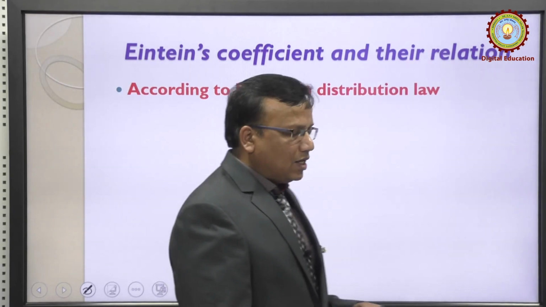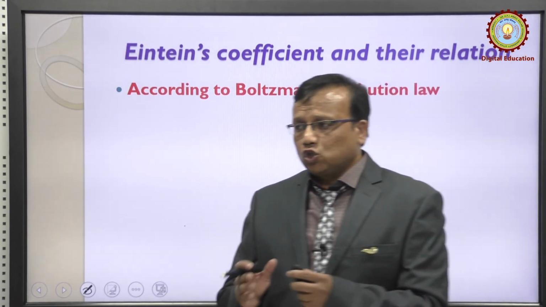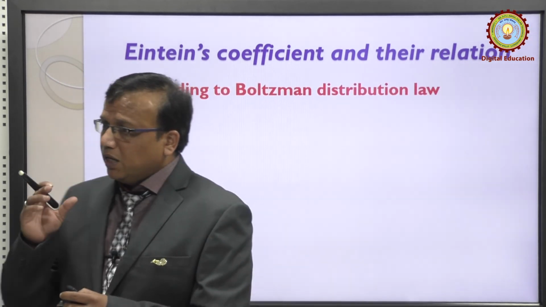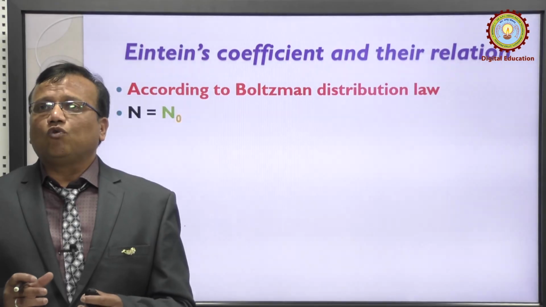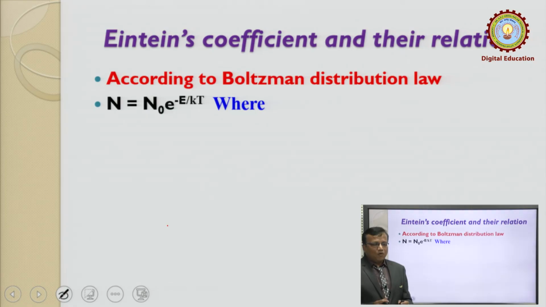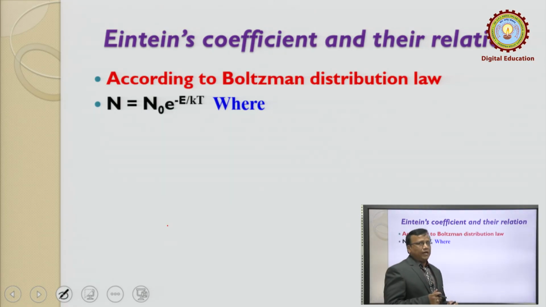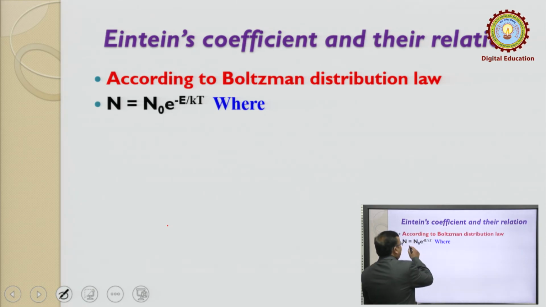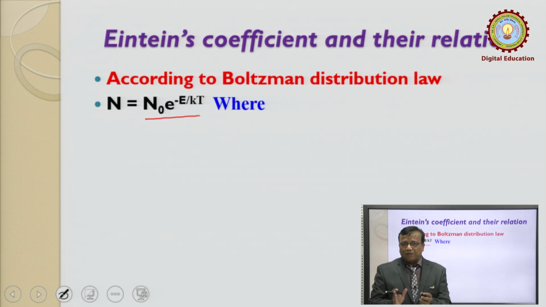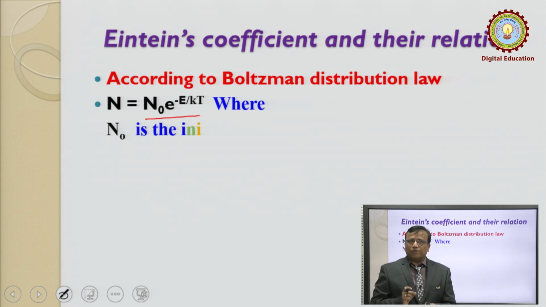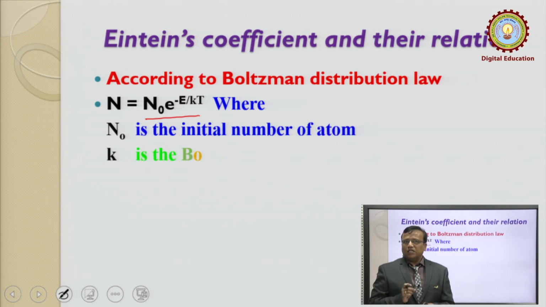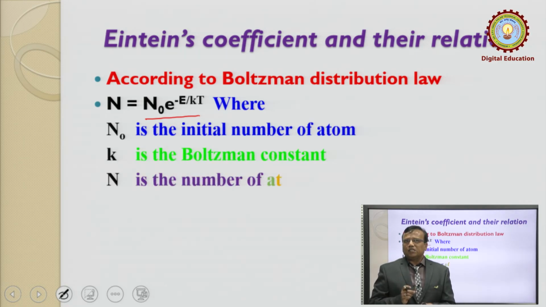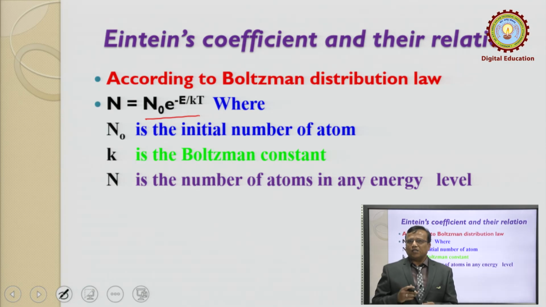Before putting this value, we will have to understand the distribution of atoms in the energy levels. According to the Boltzmann distribution law, the number of atoms in any energy level is given by n is equal to n naught e raised to the power minus E upon kT. E is the energy of the energy level, k is the Boltzmann constant, n naught is the initial number of atoms, and T is the absolute temperature at which the atoms are raised to the excited state.